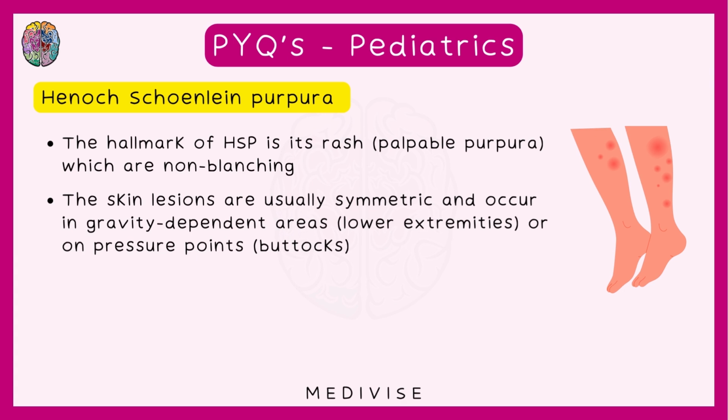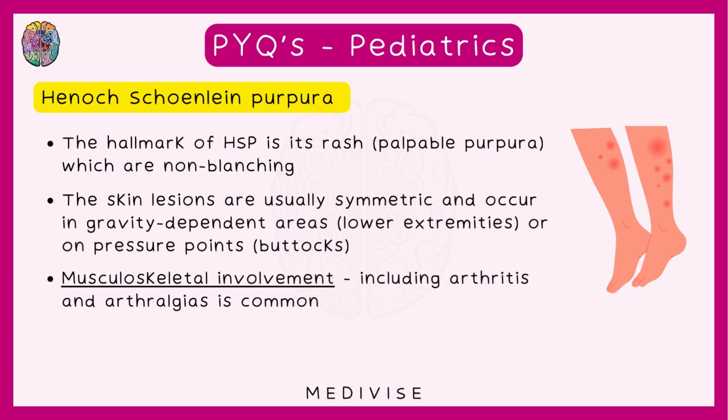Now, as I said, there are going to be a lot of symptoms. So it can include the musculoskeletal system leading to arthritis and arthralgia. So non-blanching palpable purpura and arthritis was mentioned in our question.